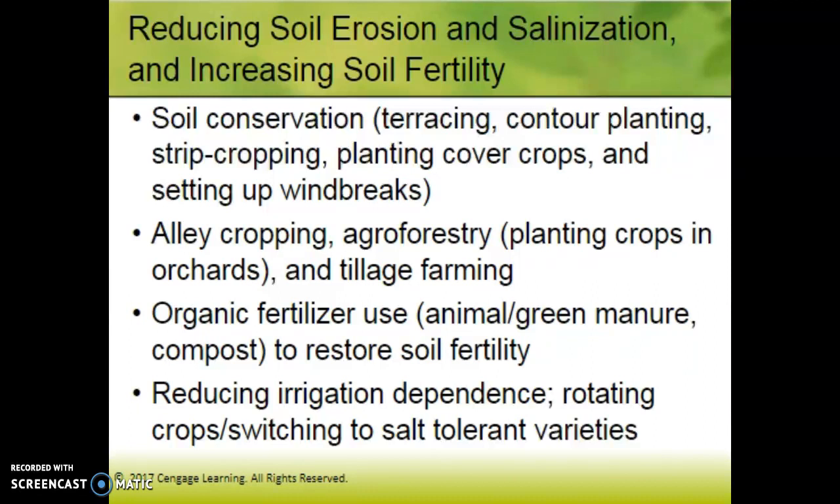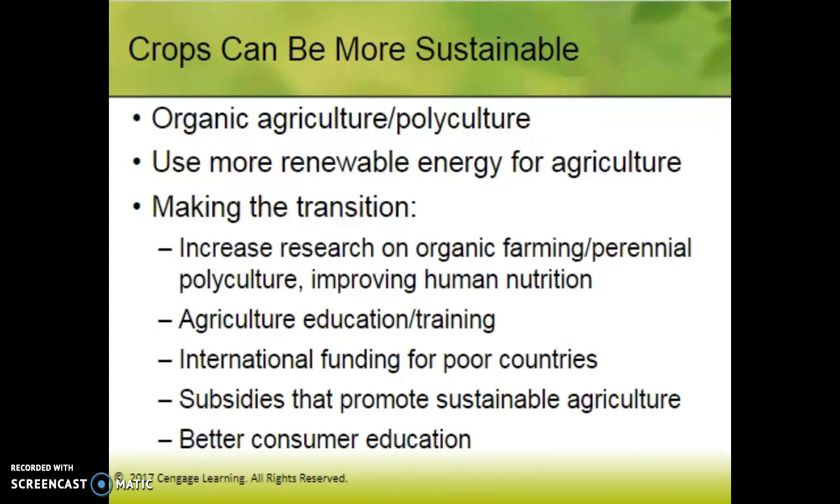So you're doing two things at once. You can use organic fertilizer, so just use animal or green manure, which is kind of like compost, to restore soil fertility. So again, it's natural, it's organic, it's not a synthetic chemical. Reduce irrigation dependence, set up your land better, dig furrows to move water around in your farm ground, things along those lines. Rotating crops, of course, switching to salt-tolerant varieties if you do have irrigation that has salinated your soil.